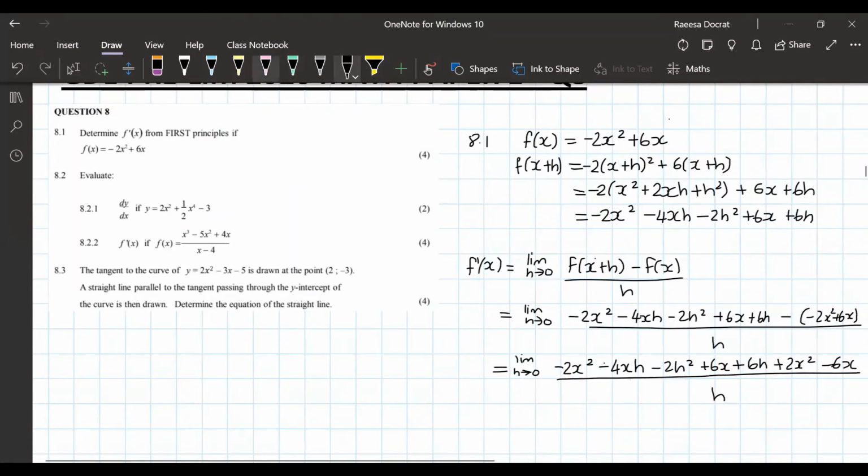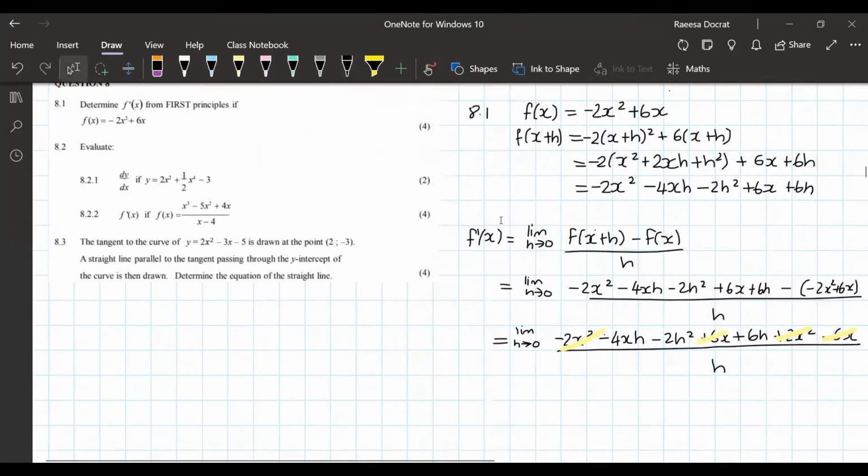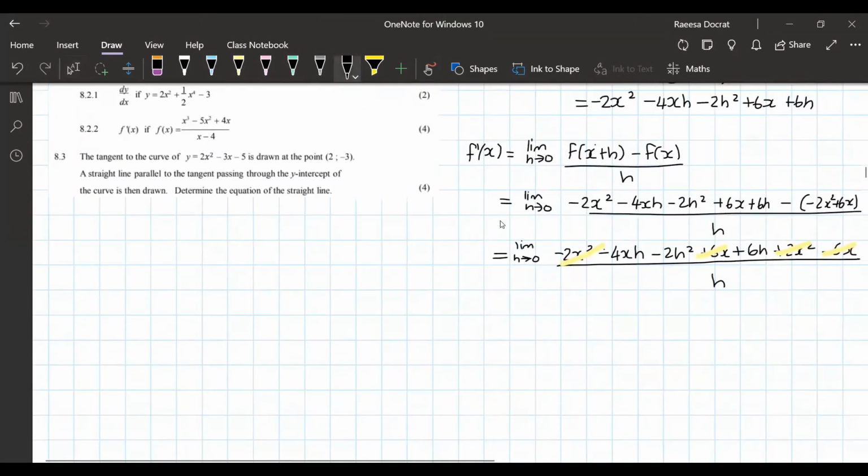Then we'll see that the minus 2x will cancel with the plus 2x, and the plus 6x will cancel out with the minus 6x, leaving us with, okay, if we simplify that, the limit as h tends to 0 of minus 4xh minus 2h squared plus 6h all over h.